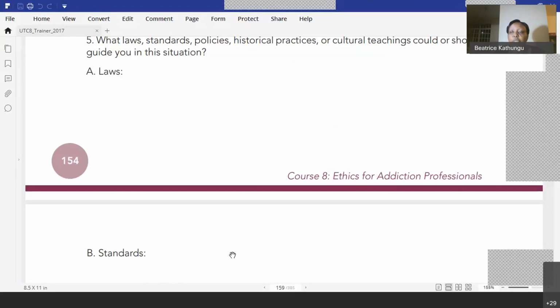And some of the things you might want to think about. For example, are there laws that tell you that if your client is suicidal, this is where they should get treatment? Are there policies in your organization that guide you and say, if a client has a co-occurring disorder, we need to refer them to another organization where we have got psychiatric services? It sounded like in Titi's situation, we probably didn't have.